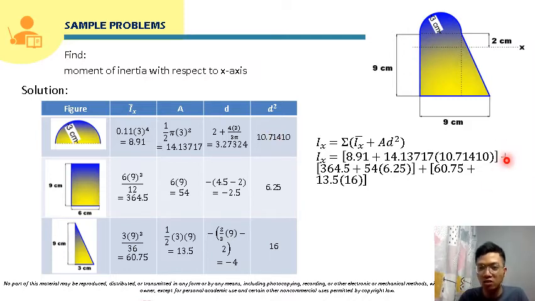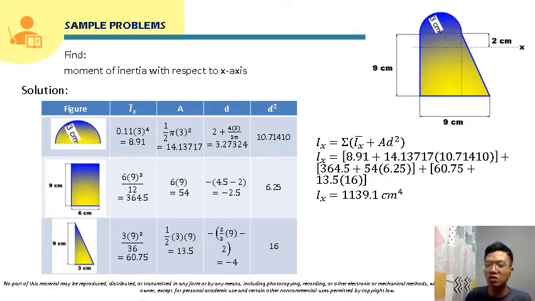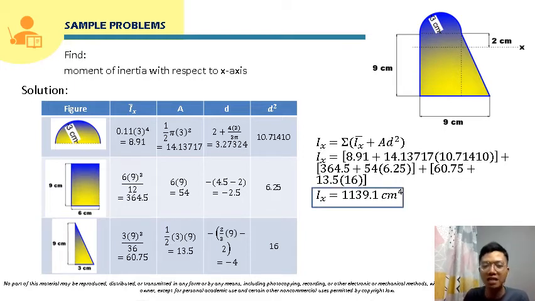So we will sum up this one. This is 364.5, this is the Ix bar plus its area, 54 times its d squared, which is 6.25, plus the third one, this is 60.75 plus 13.5 times d squared, which is 16. Solving for this, the moment of inertia with respect to the given x-axis is actually 1,139.1, and don't forget to include the unit. The unit for this is centimeter to the fourth. So this will now be the answer for this problem.